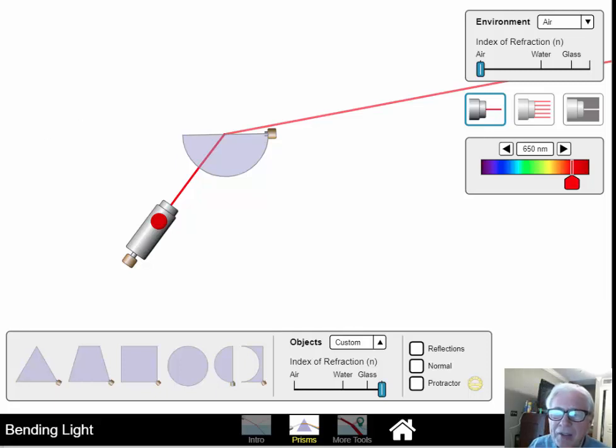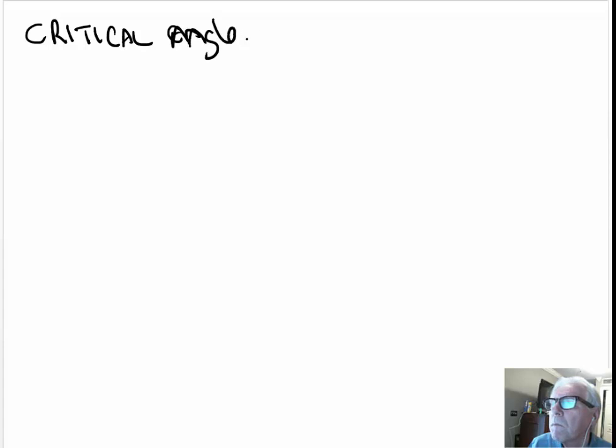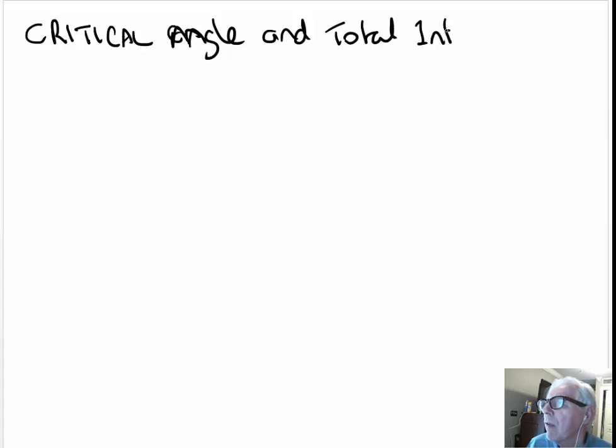So let's just add a slide about that. Let me insert a new slide. We've got 8 minutes, so let's do a quick note. Critical angle and total internal reflection.